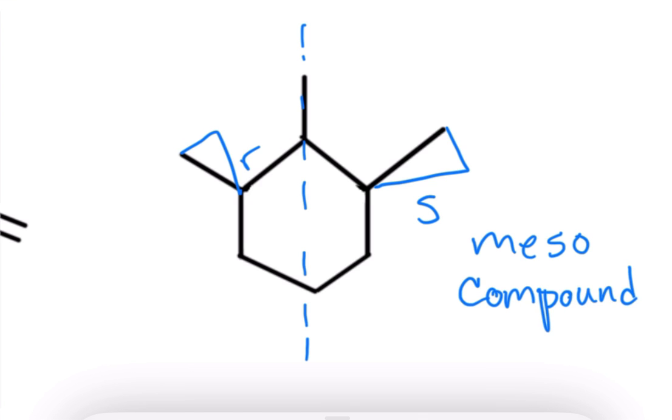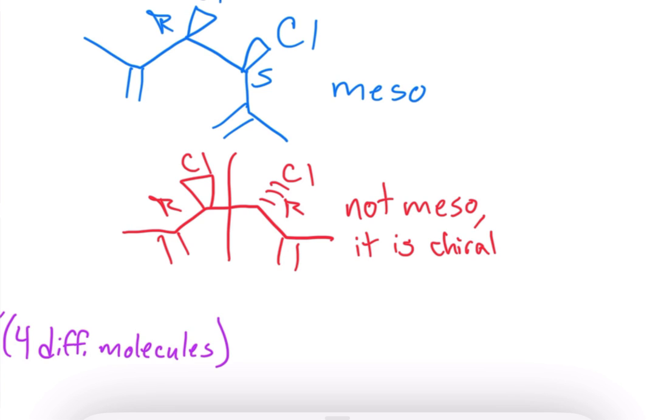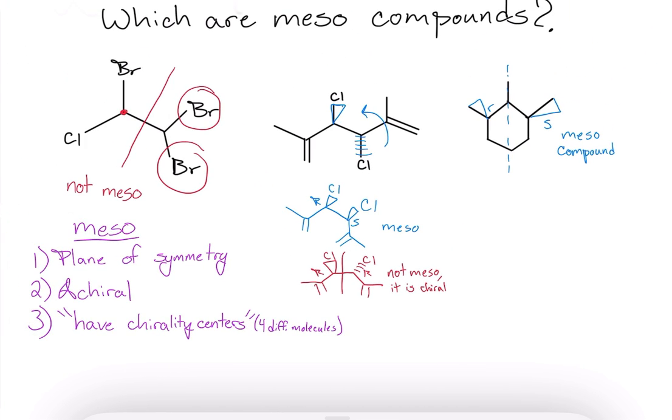But I also wanted to note that we could have both of them being wedge and it would still be meso. Only if one of them is in a wedge and the other is in a dash are they not meso compounds. And so that is an example of the bottom one. Non-mirror images. One is in the wedge and one is in the dash. So that is how you find out which molecules are meso compounds.